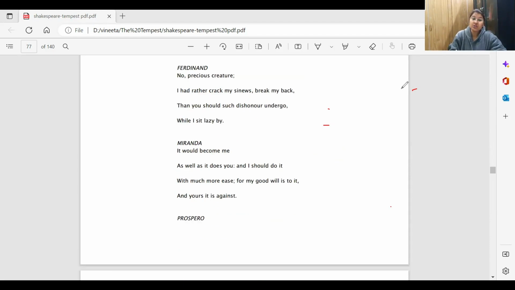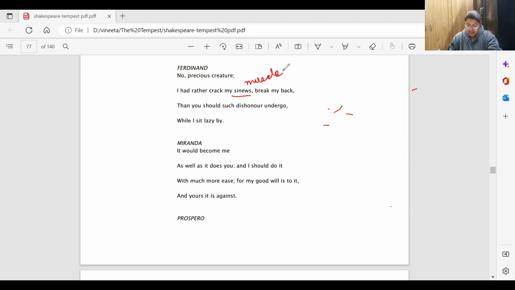He says, no precious creature. He calls her precious creature. No precious creature. I had rather crack my sinews, break my back, than you should such dishonor undergo while I sit lazy by. Sinews are muscles. He says, I cannot make you work in place of me. It would be better if I get my muscles cracked. Okay. So he says, no, I had rather crack my sinews, break my back, than you should undergo such dishonor, such menial task, while I sit lazy by. He says, no, I can't allow this, that I am sitting lazily and you are doing such a menial task. It would be better if my muscles get cracked or my back is broken.